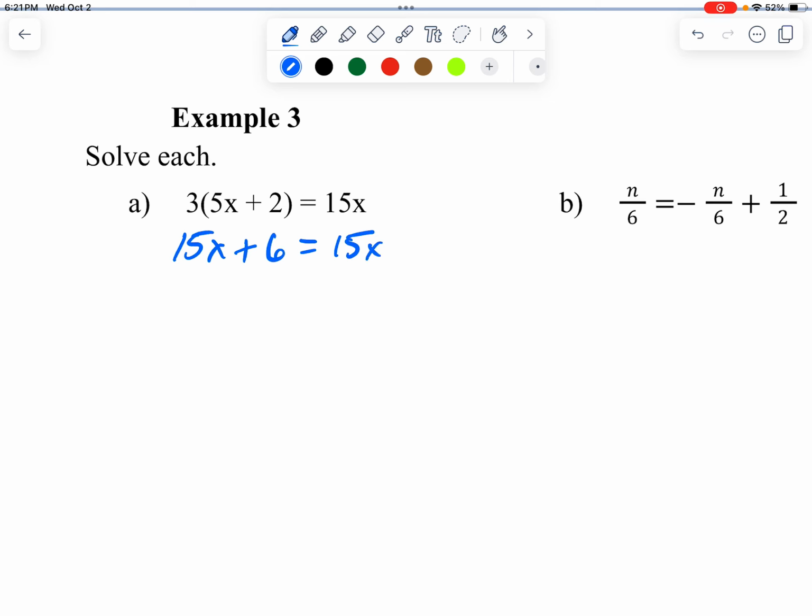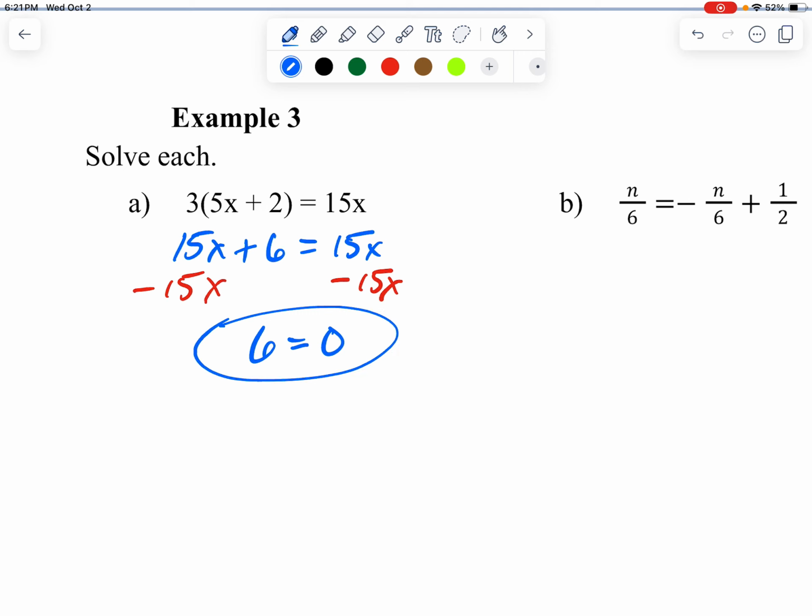Okay, we want to get all of our variables to one side. My only numbers are on this side, so let's subtract 15x here on the left, minus 15x. But look what happens when we do. I end up with 6 equals, and on the right now, I had 15x minus 15x. This is 0.